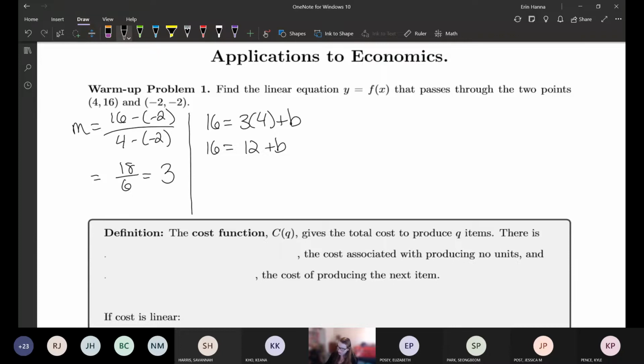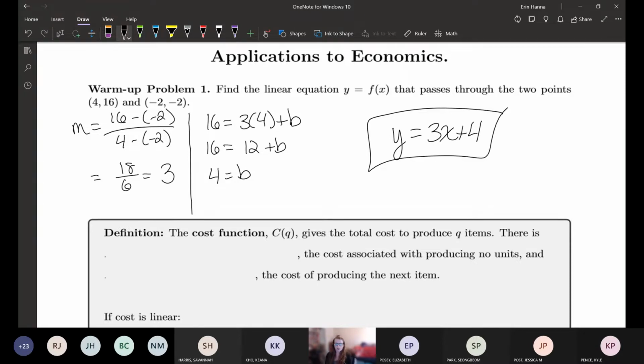Okay, so subtract the 12 on both sides, you'll get that b is 4. So the equation you're looking for is y equals 3x plus 4. Questions, concerns about that? Okay, cool.